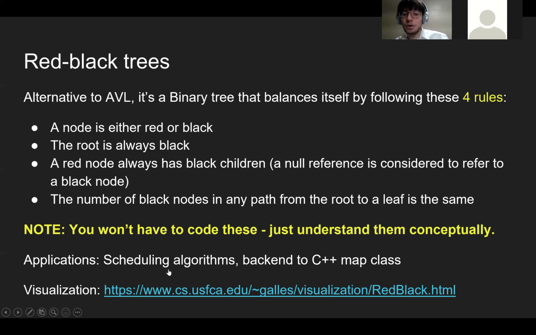But some applications are scheduling algorithms, but also backend C++ maps. So ordered maps in C++ are just, well, I guess they're just maps, right? So the ordered maps are just red-black trees. That's what they are. That's pretty cool.